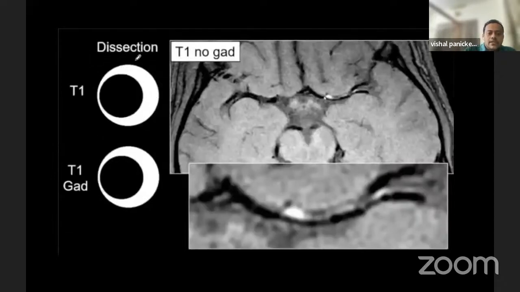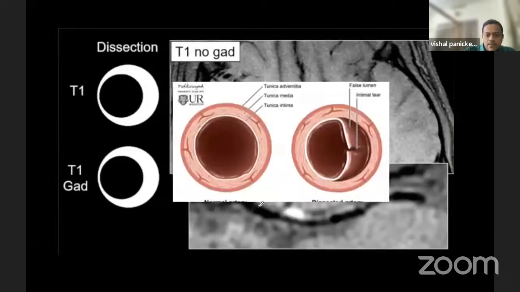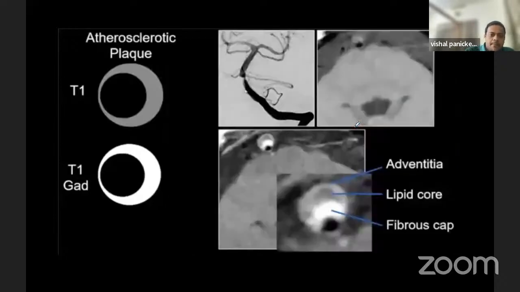Next, about dissection. In dissection, there will be eccentric narrowing with T1 hyperintensity. This is a T1 image without any gadolinium, showing the enhancement along the vessel wall with the luminal narrowing, and this is a zoomed image showing similar findings. What happens is the blood escapes with a tear in the intima into the media, and there will be flap enhancement. So blood is T1 hyperintense, so there will be T1 hyperintensity and also T1 gadolinium hyperenhancement will be seen.